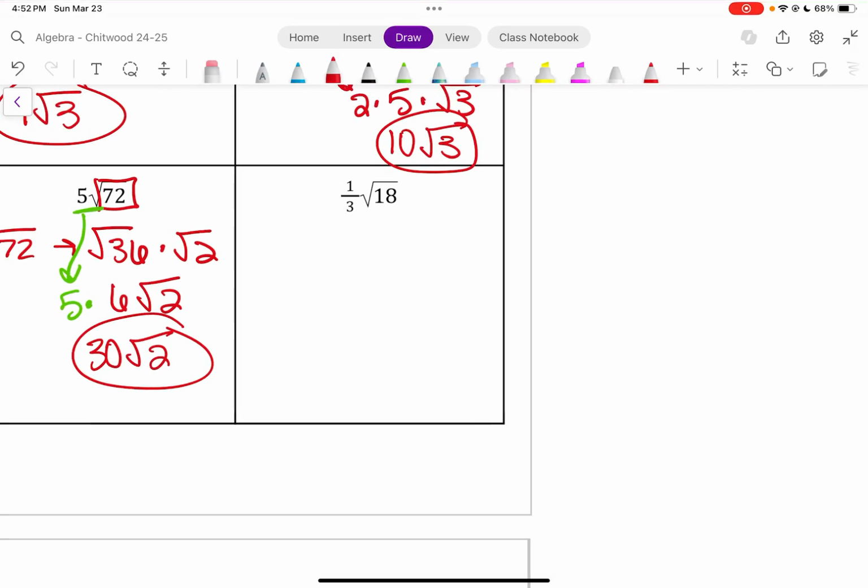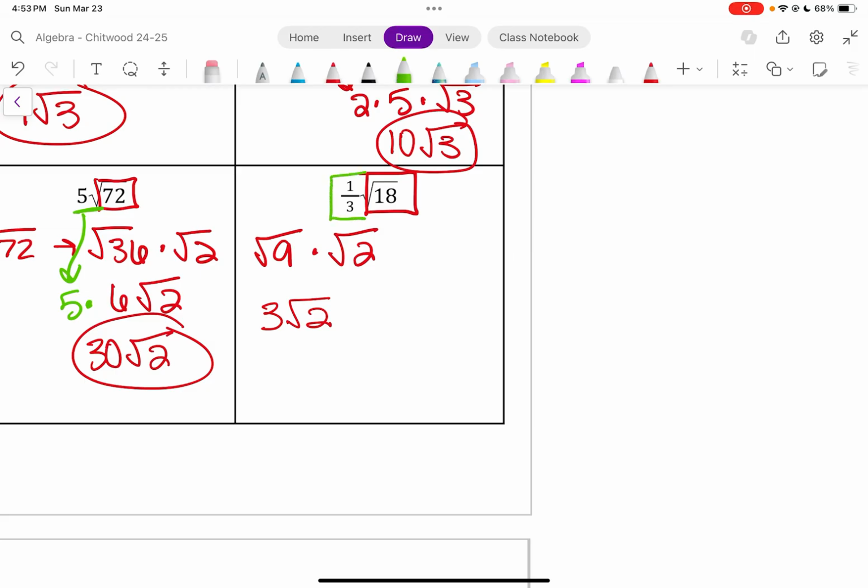All right, same idea. Just look at the number under the square root first. Square root of 18 can be broken up into the square root of 9 times the square root of 2. Square root of 9 is 3, and then I still have my leftover square root of 2.